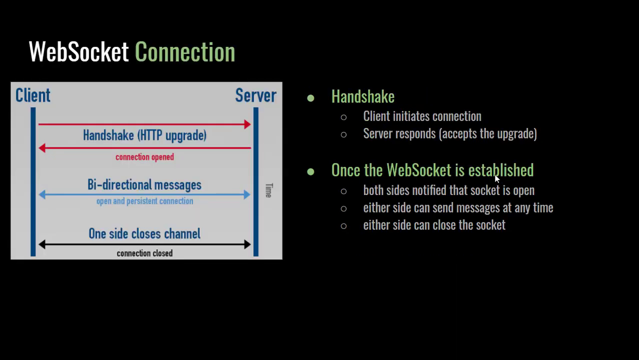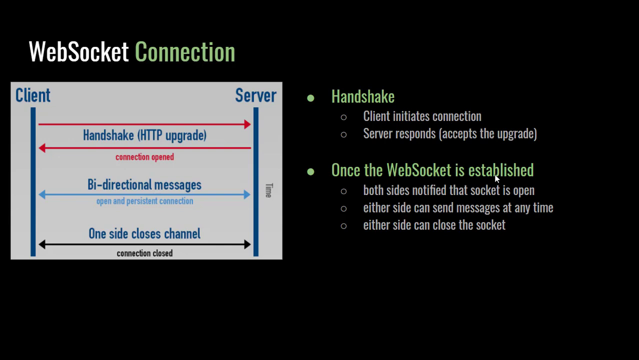So here's what it looks like. It looks like a handshake. A client initiates the connection and the server responds, accepting an upgrade. Again, there is some type of header going back and forth, but basically it comes in and establishes a handshake. The connection is open. So there's an opening and a close, but in between, messages go back and forth through that persistent channel. It can constantly be sending messages over time until one side loses the connection and the channel closes. Once the WebSocket is established, both sides notify each other that they're open. We're ready for business, right? Either side can send messages at the same time, and either side can close the connection, which is great.